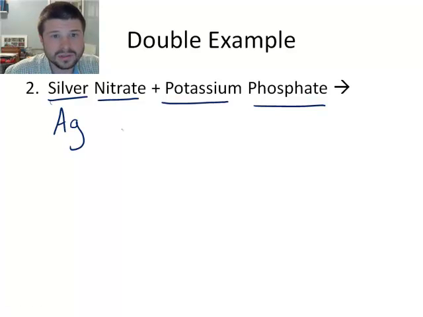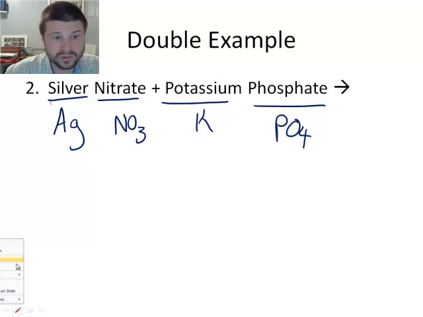So I have silver, which is Ag. I have nitrate, which is NO3. I have potassium, which is K. And I have phosphate, which is PO4. All right, so I want to figure out now what the charges for those are. So now I'll write the charges.